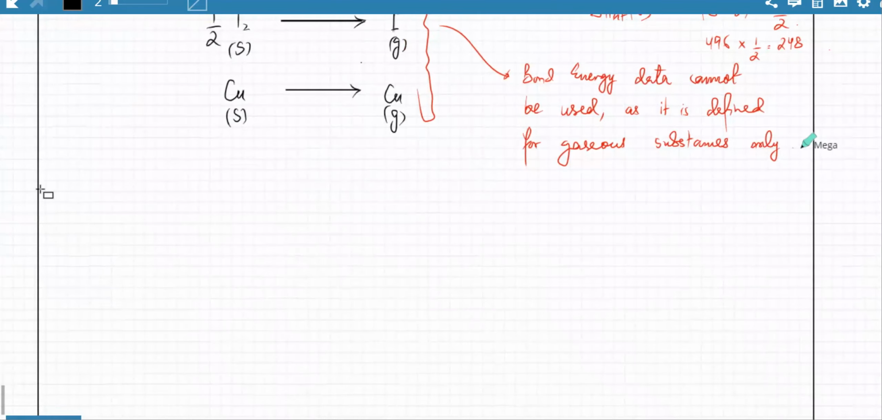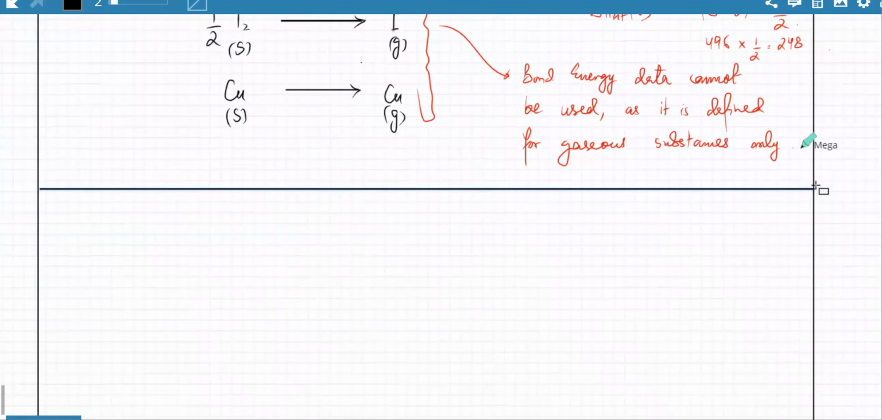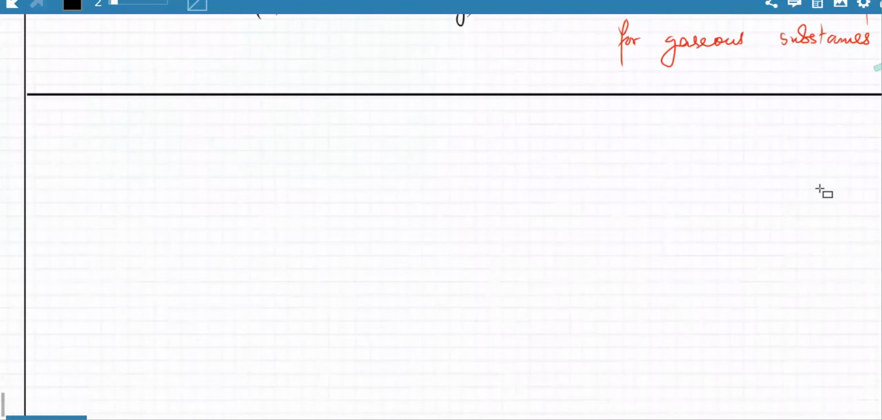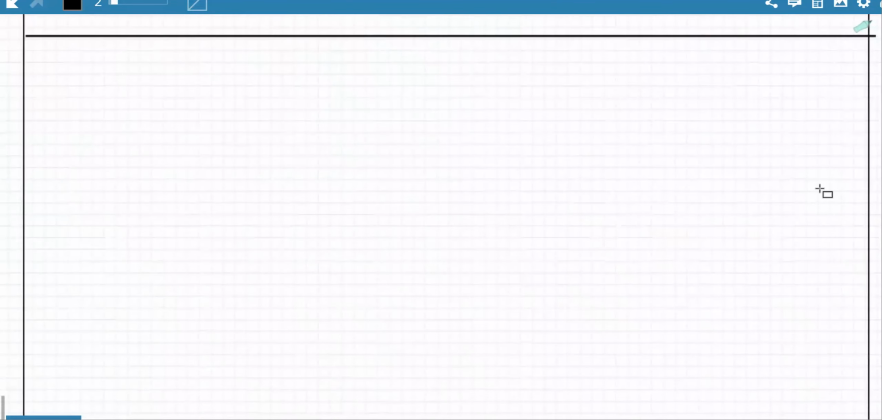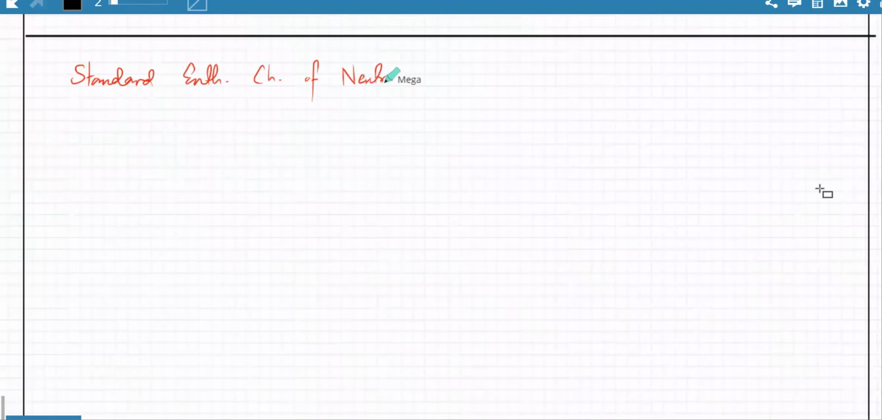Now, the next one we're going to talk about is the standard enthalpy change of neutralization. So that's the next thing, standard enthalpy change of neutralization.